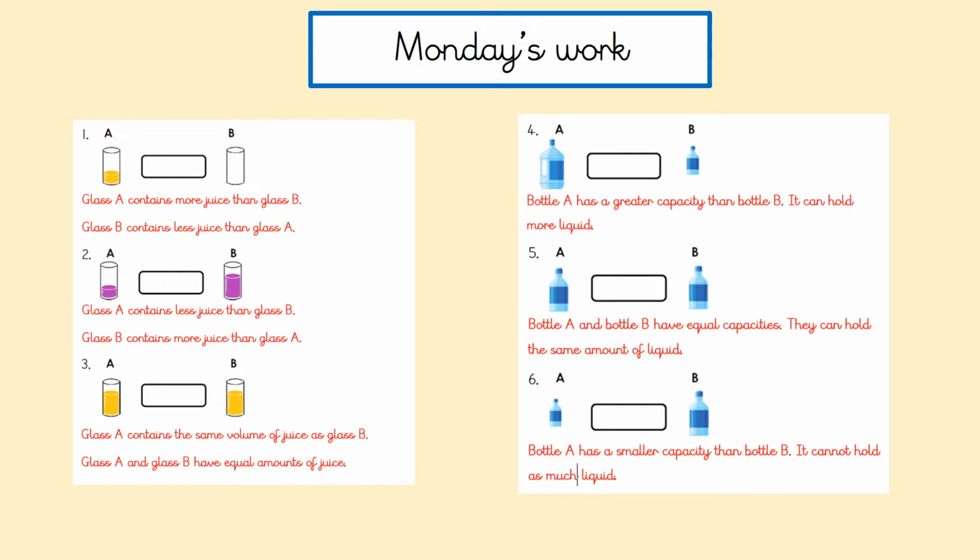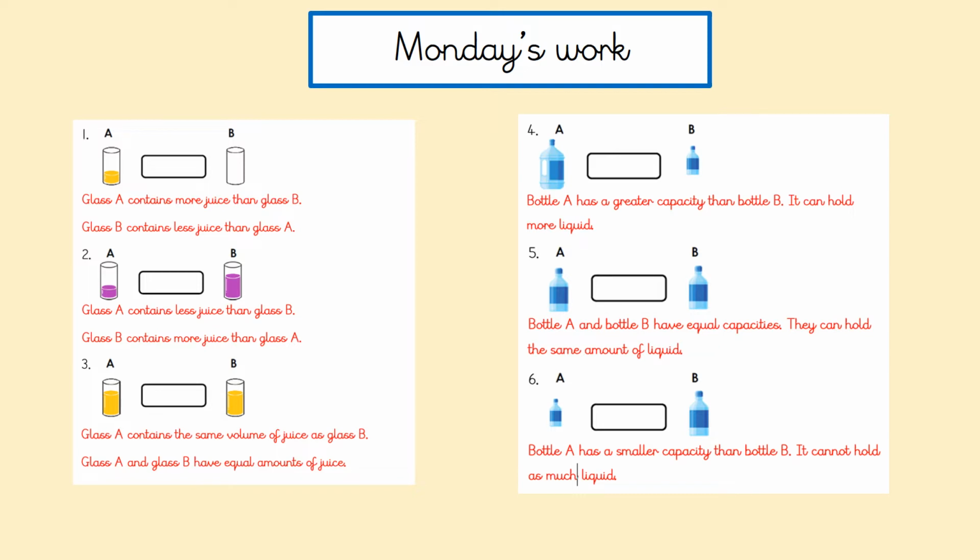So yesterday we were comparing different volumes and sometimes some capacities. So I have written example answers. You might have written yours with different words or slightly differently. But for question one, you could have said glass A contains more juice than glass B, or you could have said glass B contains less juice than glass A.